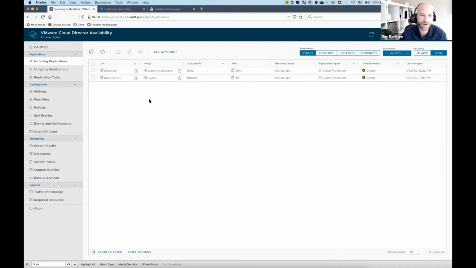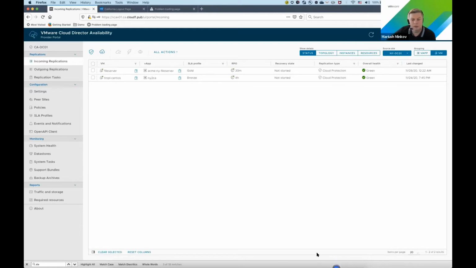So once we've got the SLA profiles being used by tenants, how do we see from a consumption perspective who's consuming what and what volume of SLA profile?